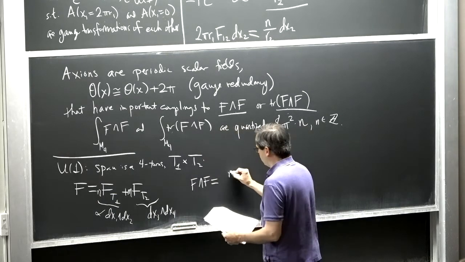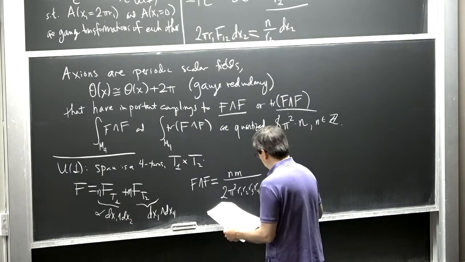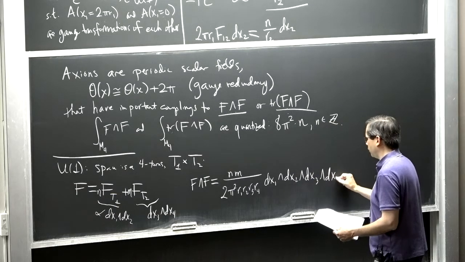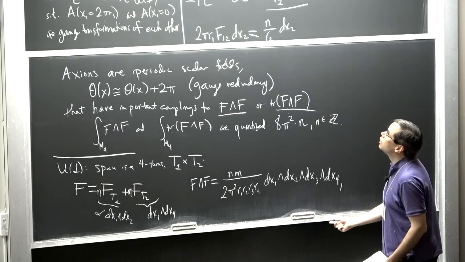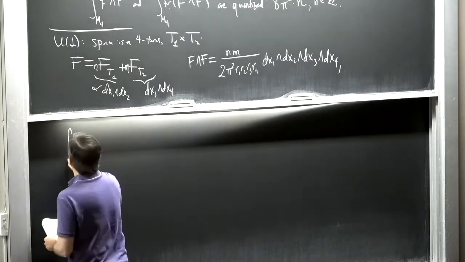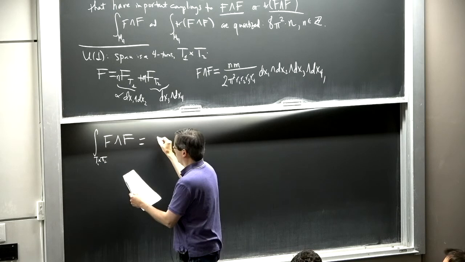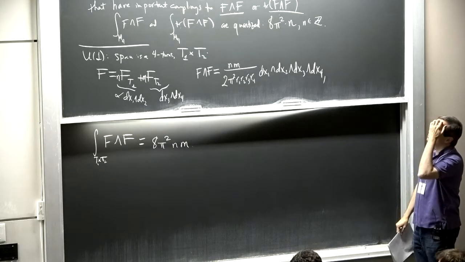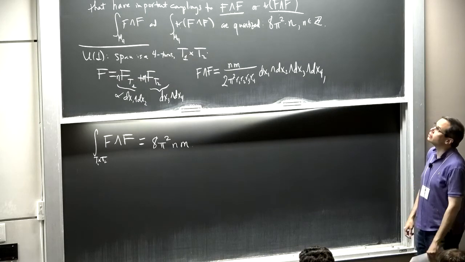What is f wedge f? It's n times m divided by some numbers, times all the d's, dx1, dx2, dx3, dx4. And if I integrate f wedge f over my space, I get 8 pi squared times n times m. So that's just to give you an example.